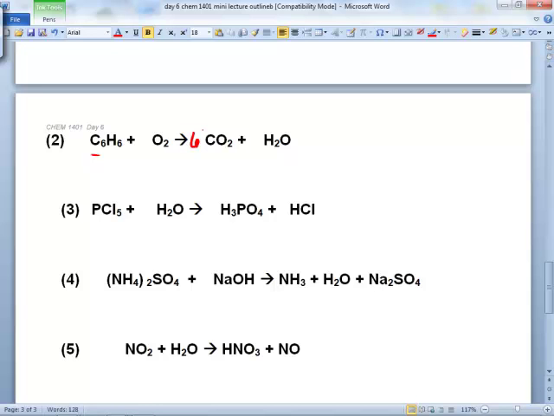And then make sure you do which one last? Oxygen. So let's do the hydrogens next. How many hydrogens here? 6. So put a 3. Okay. Now the oxygens. How many oxygens on the product side? 15? 6 times 2 is 12 plus 3. So there is 15. That make sense?